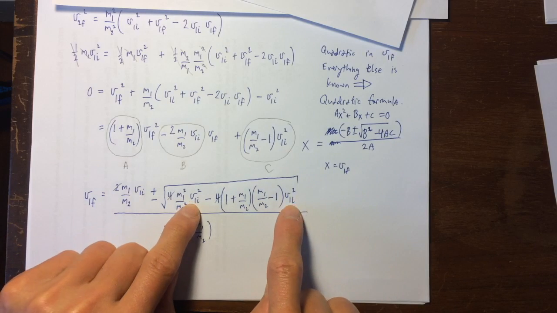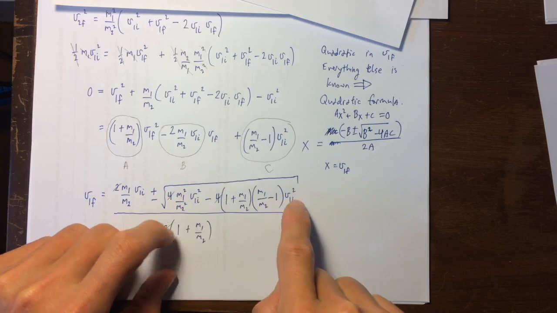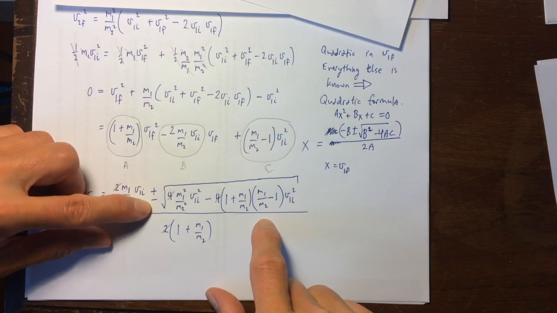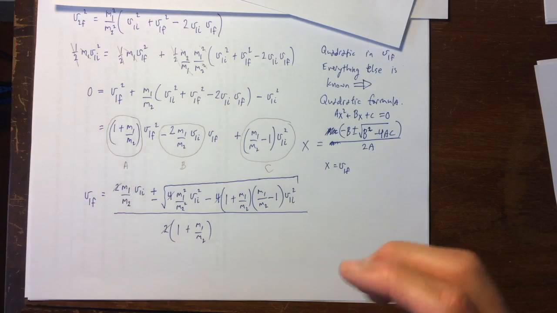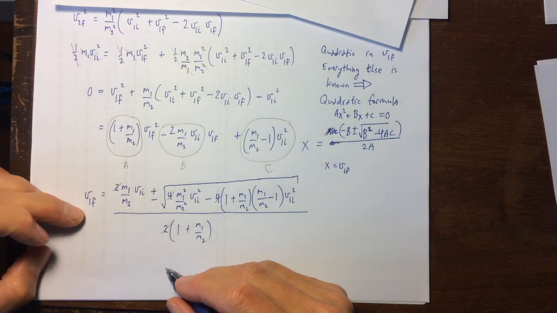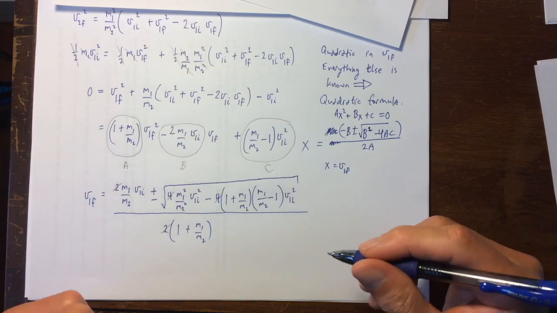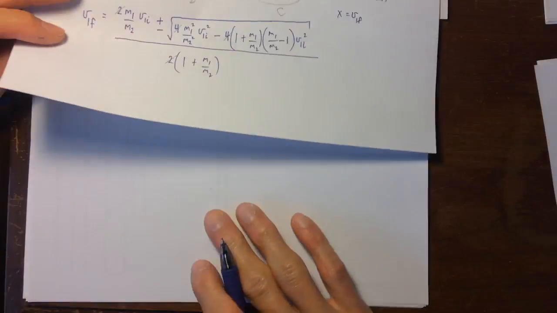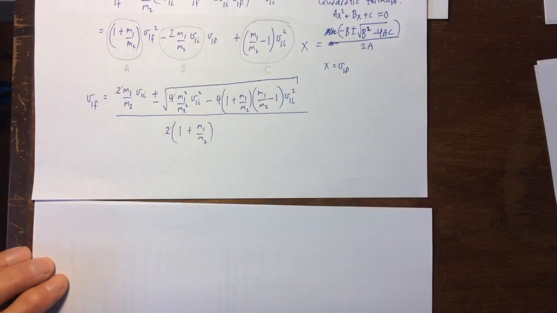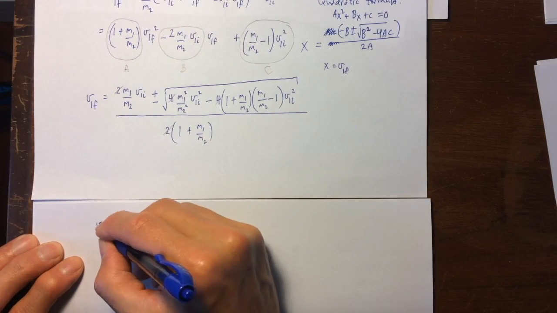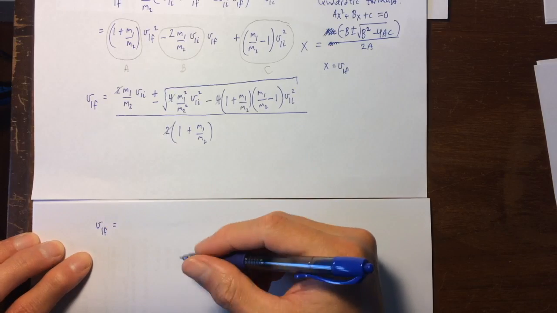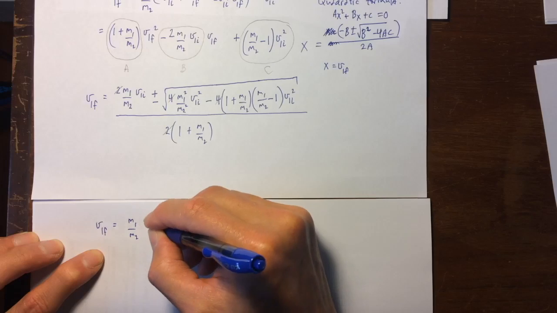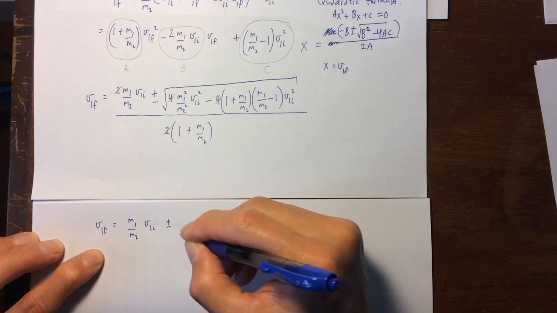When you take the square root of a square, the answer is a plus or minus, but I've already got a plus or minus. So I'm not going to worry about it too much. So v1 final equals, I've got m1 over m2 v1 initial plus or minus.